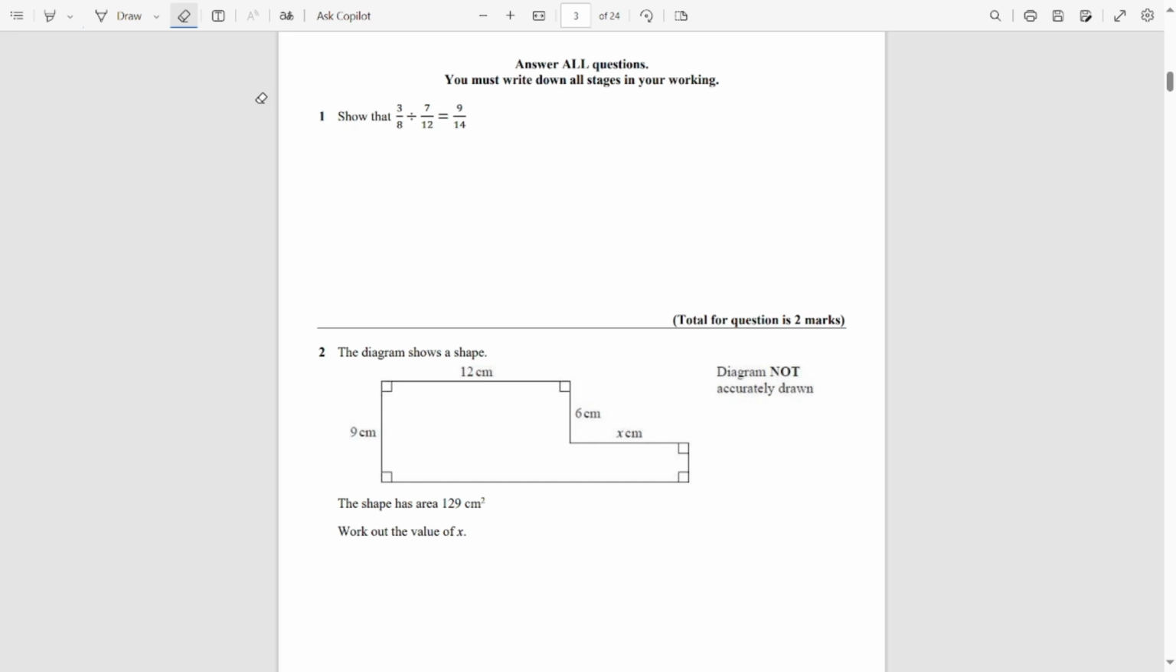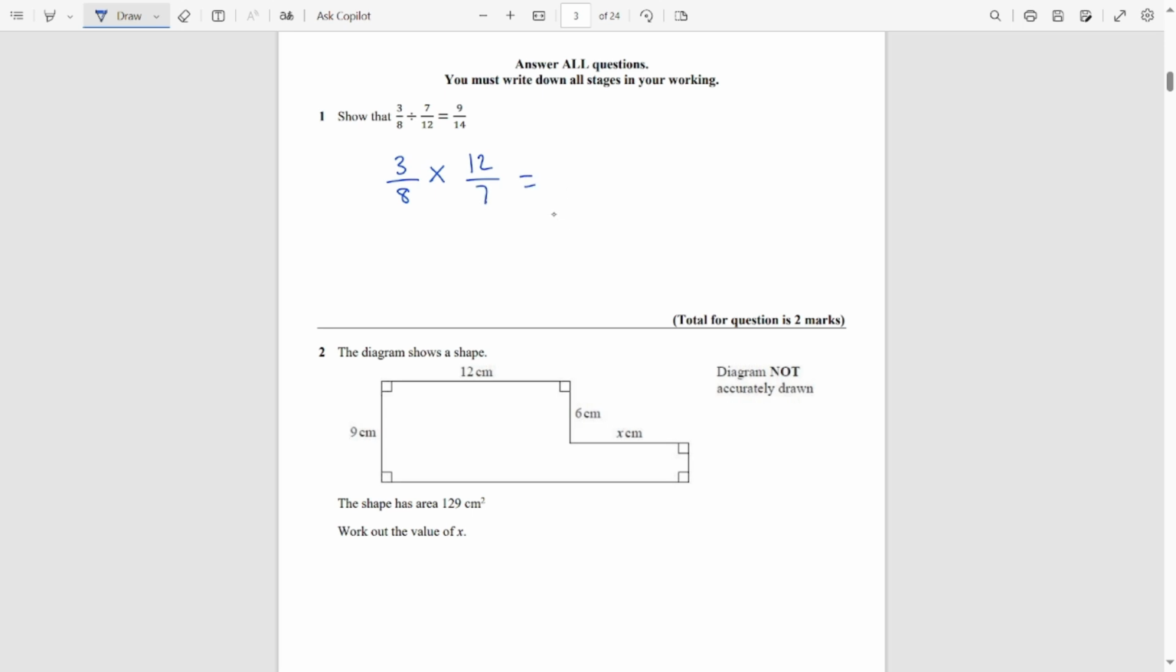For question 1 here, we are asked to show that 3 over 8 divided by 7 over 12 is equal to 9 over 14. So this is a show that problem, so it means we want to show all our methods. We could just type this into our calculator and get the answer, however that unfortunately won't get us any marks. So we want to show that we know how to divide fractions, and to do that we are going to keep the first fraction as it is. We will change this to a multiplication and we flip the second fraction so it becomes 12 over 7.